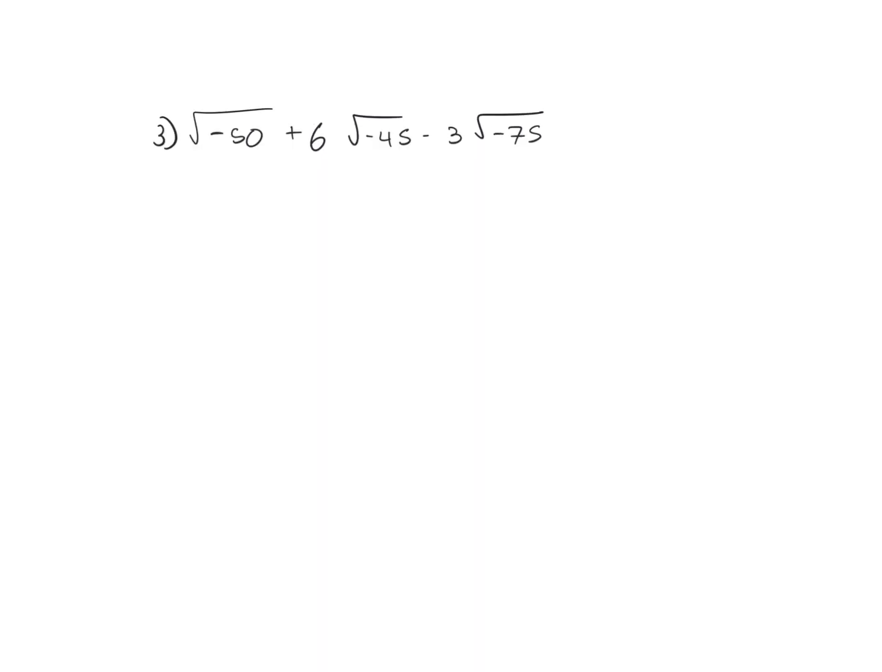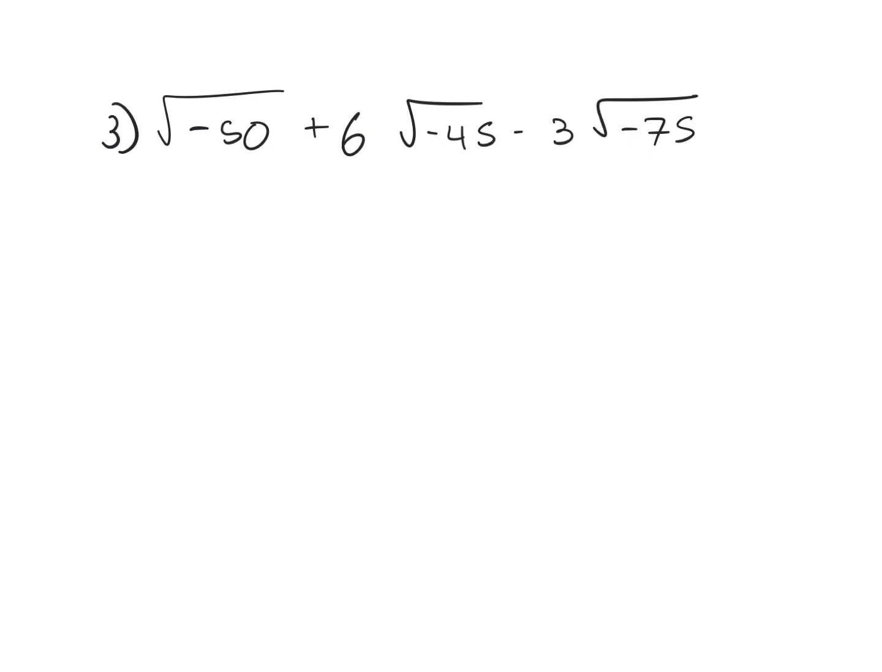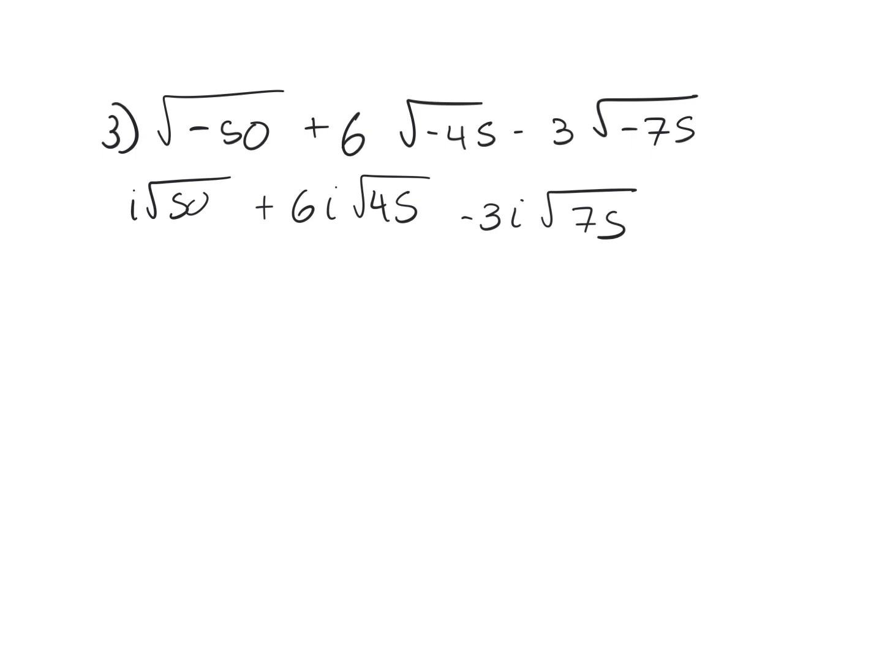So here's number 3, negative root 50 plus 6 negative root 45 minus 3 negative root 75. I will start by, again, taking out the i's so I can work with them as positive. So i root 50 plus 6i root 45 minus 3i root 75. Now I can go ahead and simplify as much as I can.